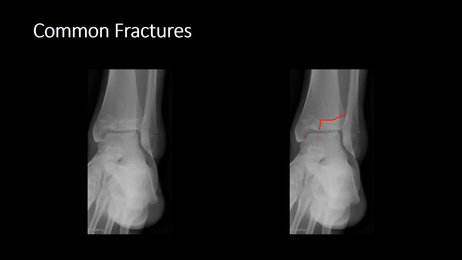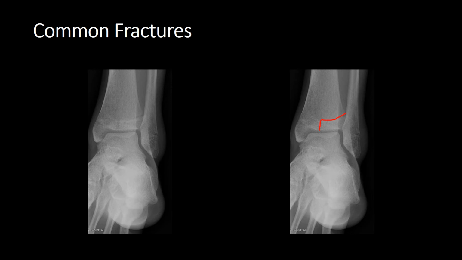The Tillaux fracture is a common paediatric ankle fracture. And what it actually is, it's a Salter-Harris 3 fracture. The reason why it happens is that the medial portion of the distal tibial physis fuses before the lateral portion of the distal tibial physis. And you tend to get this injury from a sliding injury, which tends to occur in, say, baseball or skateboarding.